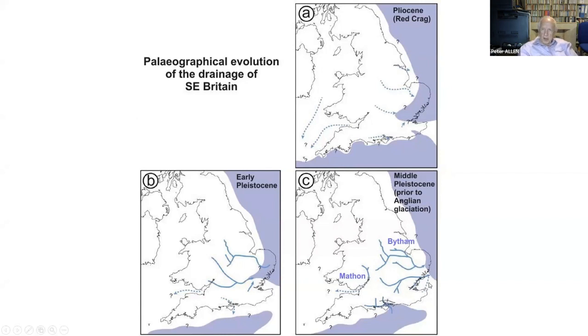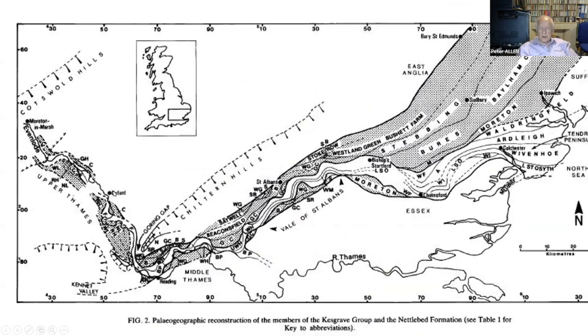But by the time we get to the middle Pleistocene, by the time we get to the Anglian glaciation, the Thames has lost its headwaters due to piracy by the Bytham River and possibly another river, the Mathon River. So things were happening. As the Red Crag Sea retreated, so was laid down a series of gravels here, which are now known as the Kesgrave gravels, representing the early Thames.